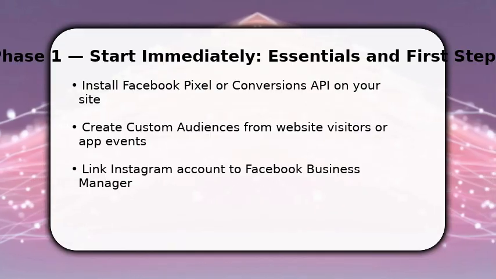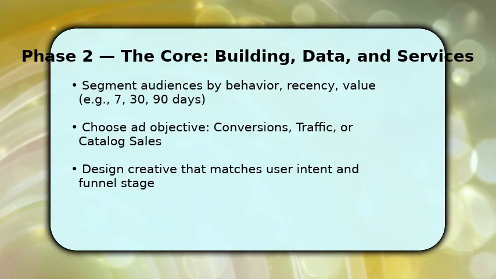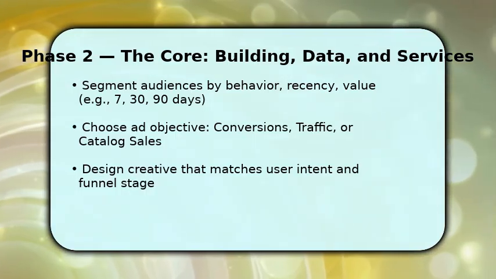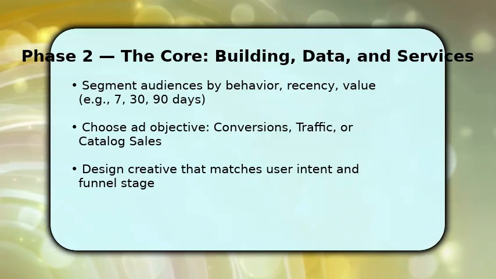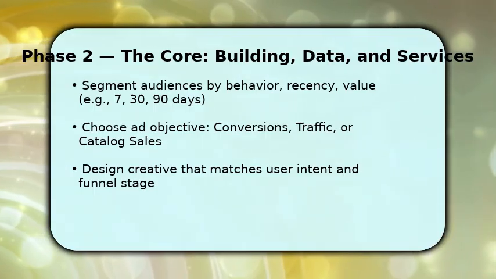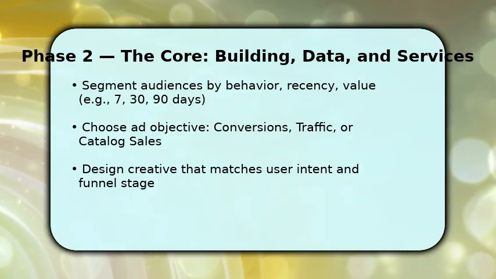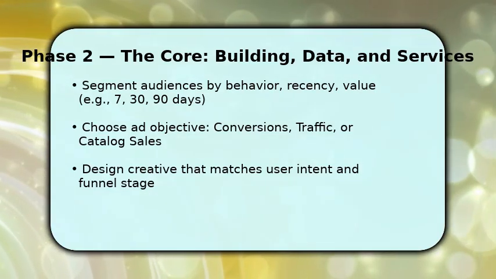Now you segment and design campaigns. Create audience cohorts by behavior and recency, 7, 30, 90 days, or by value so messaging fits intent. Next, set the campaign objective: conversions for purchases, traffic for discovery, or catalog sales for dynamic product ads.